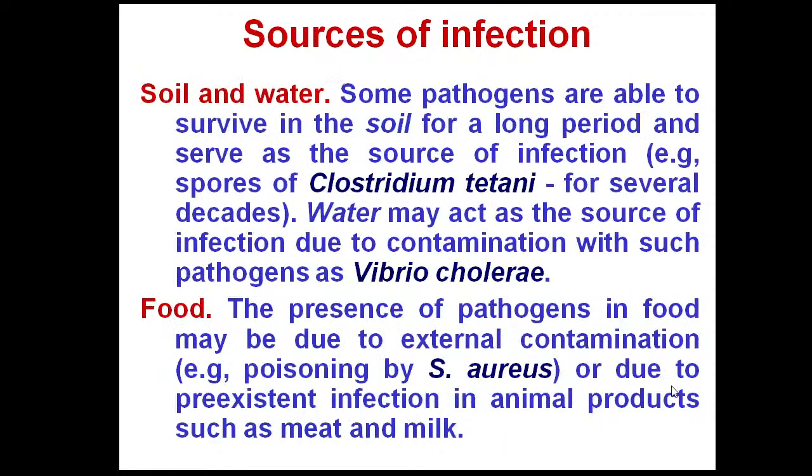We go ahead with the source of infection. Sometimes pathogens are able to survive not just in the human or animal body, but also in the soil or water for a long period of time. For example, Clostridium tetani may survive in the form of spores in the surface layer of the soil for several decades. Then soil or water may act as the source of infection due to contamination with such pathogens as Vibrio cholera.